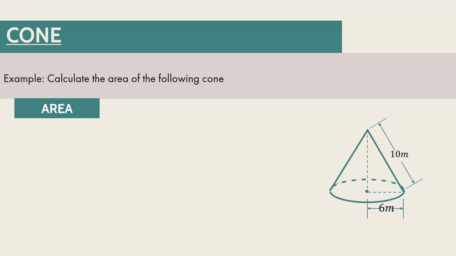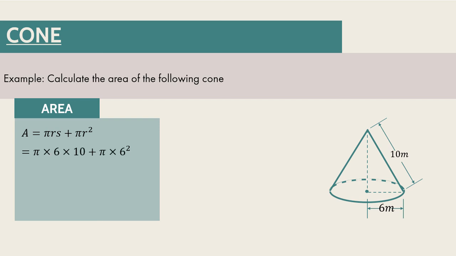Now let's see my answer, shall we? The area is equal to pi r s plus pi r squared, equals pi times 6 times 10 plus pi times 6 squared, and that should be equal to 96 pi. 96 pi. That is equal to 301.6 square meters.